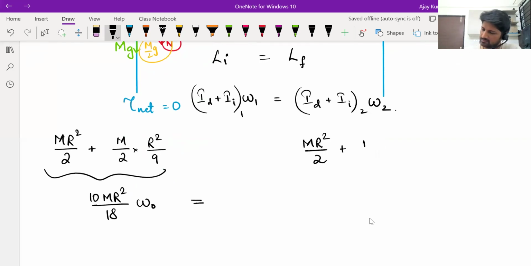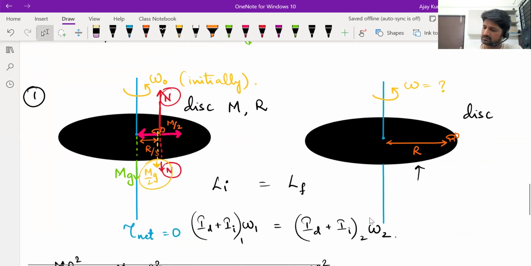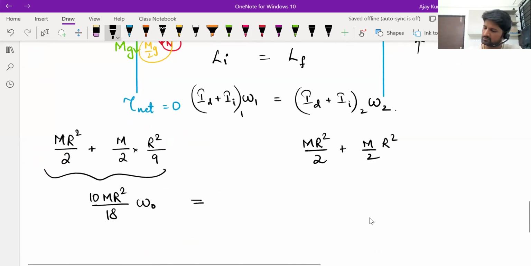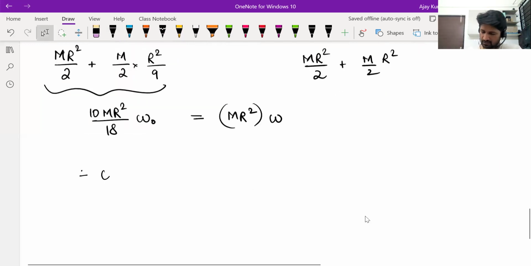But the insect, its mass is m/2. Finally, it is at a distance r from the axis. So its moment of inertia will be m/2 into r square, mr square by 2. So total final moment of inertia is mr square. Multiply with the final angular velocity. That's all. Therefore, final angular velocity becomes 10/18, which is 5/9 times the initial angular velocity.